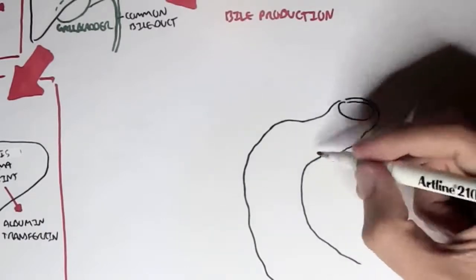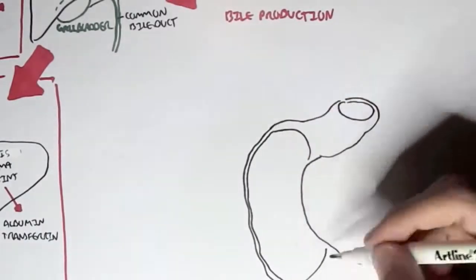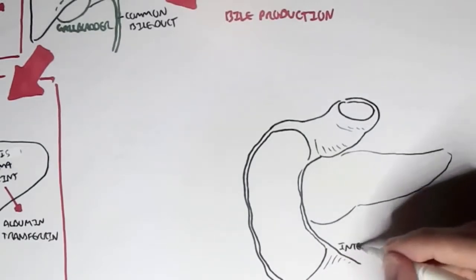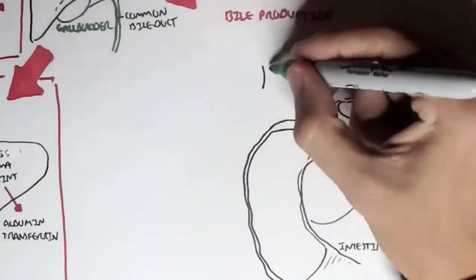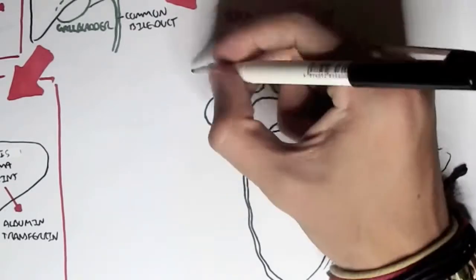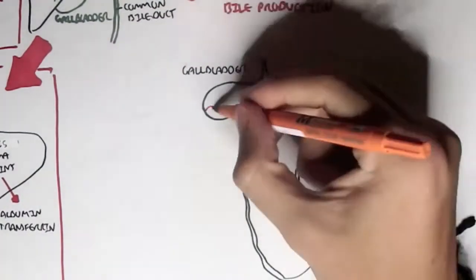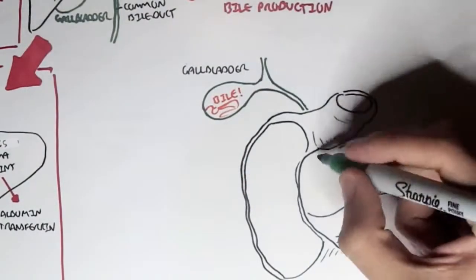So let's look at this in a different diagram. Here we have the intestines and we have the pancreas right next to the intestines. The small intestines, this is. The gallbladder is situated here, and it secretes its substances through the common bile duct, which enters the intestines over here.